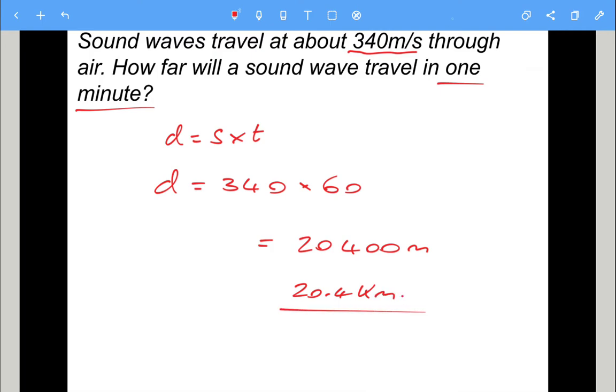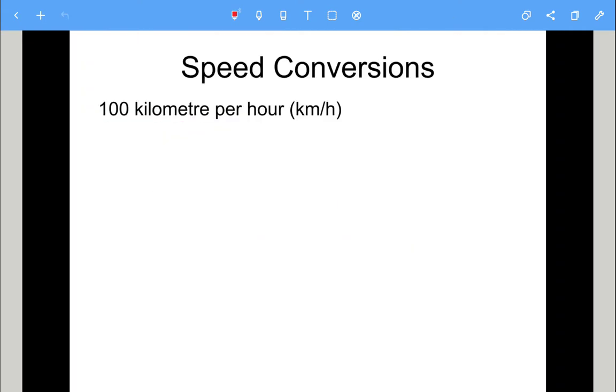All right, let's try another one. For this next one, we're going to need to do a speed conversion. So what we're going to do is try to convert 100 kilometers per hour into meters per second. So if you want to have a go at that, that's okay, you can pause. But I'm going to show you a technique. So 100 kilometers per hour is 100 kilometers every hour. So we can write it like that. So that's 100 kilometers per hour.